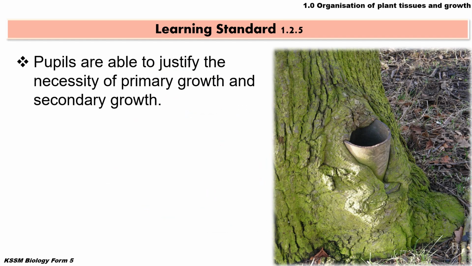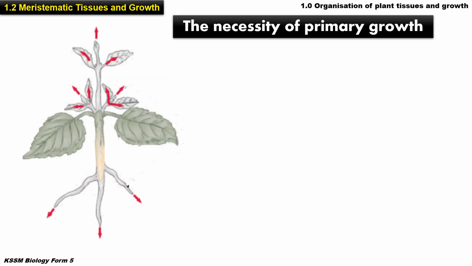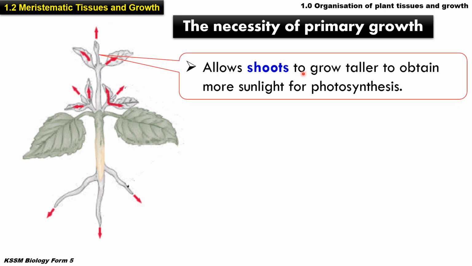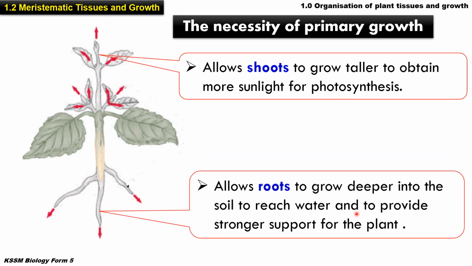Alright. Okay. Habis fourth learning standard. We go to the fifth learning standard. Alright. Necessity. Apa yang bagusnya? What is the important for the primary growth and secondary growth in the plant? Tengok. Okay. Primary growth. Why is the important? Alright. Allow the shoot to grow taller. So, can get more sunlight. When more sunlight, can do more photosynthesis. For the root, can go deeper, so can get water, so can do photosynthesis. And also for the support.